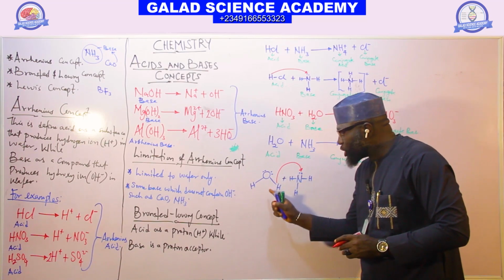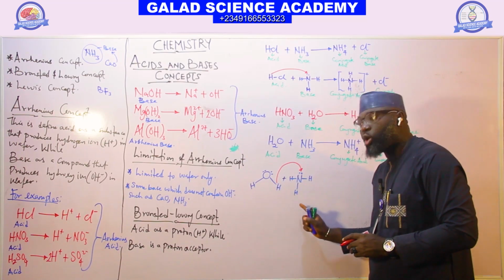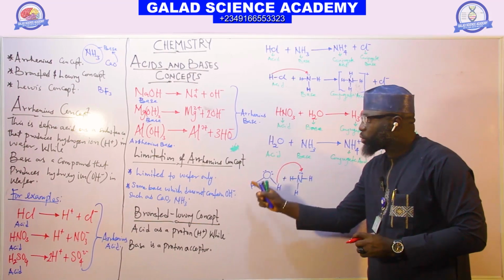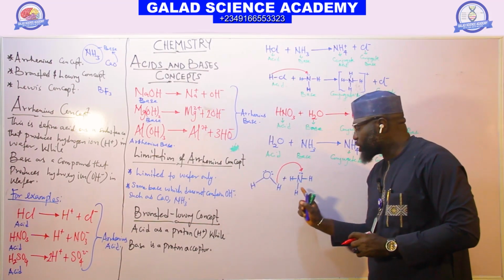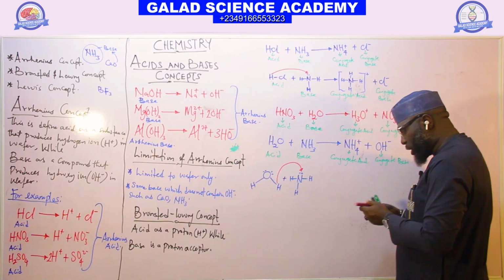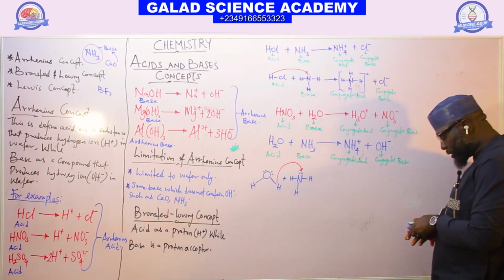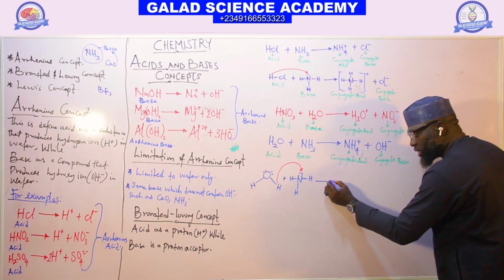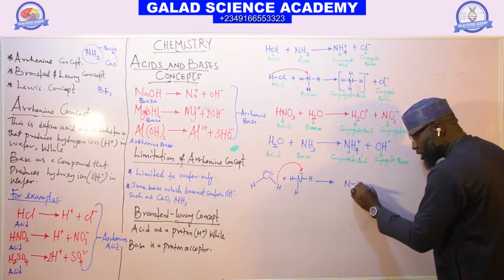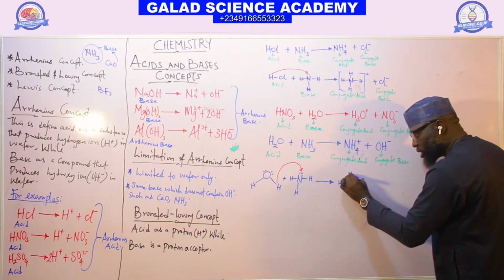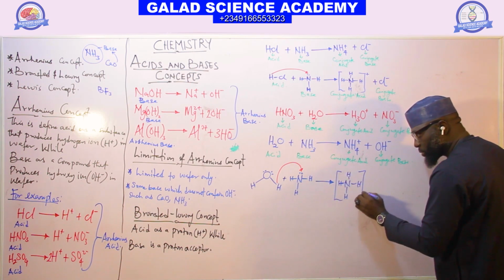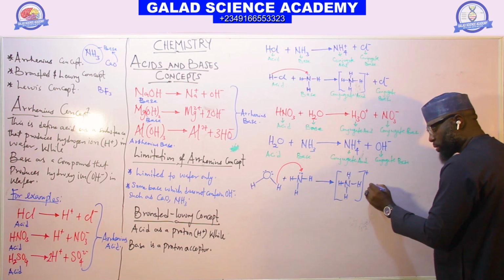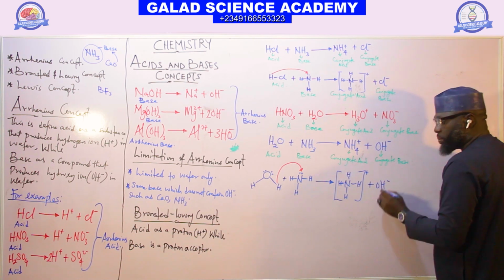So a substance that produces a proton, what do we call it? We call it a Bronsted acid. A substance that accepts a proton, what do we call it? We call it a Bronsted base. So at the end of the day, we have NH4+ plus OH−.